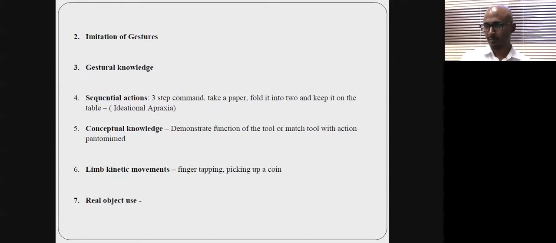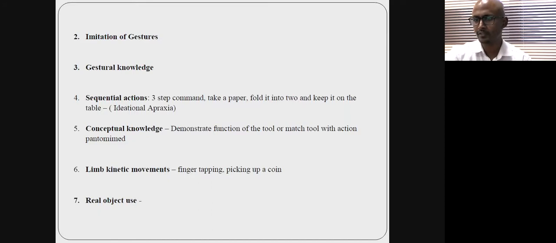Sequential actions like following a 3-step command used to be called ideational apraxia. It's actually not an apraxic syndrome, but more of a frontal lobe dysfunction and an executive dysfunction. Conceptual knowledge and the concept of tools is also held in the parietal lobe. So sometimes, if you have a parietal lobe lesion, you will not know the particular function of the tool. For example, the hammer is for striking a nail, and the screwdriver is for twisting a screw. If this conceptual knowledge is lost, that tells you the person is likely to have a parietal lobe dysfunction. A person who is not able to perform but who knows the concept tells you that the lesion for the apraxia is outside the parietal lobe.